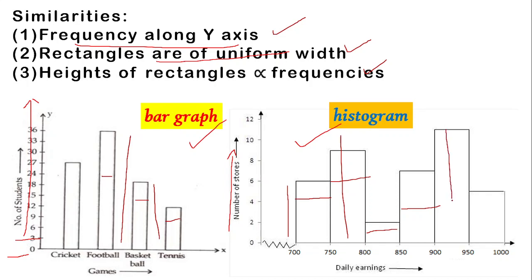Here you have a tall rectangle, why? Frequency is more. Here we have a very short rectangle, why? Frequency is low. Similarly, here also a short rectangle, less frequency. A tall rectangle means higher frequency. So heights of rectangles are proportional to frequencies, but the width will be uniform and frequency is always along the y-axis in both the cases.